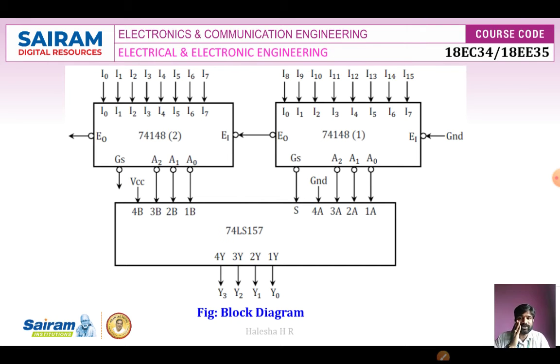Okay, the outputs of the priority encoder, for the left one, are connected to the A source input of the multiplexer, and the right one's outputs are connected to the B source of the multiplexer. Okay, and the output of the multiplexer gives the outputs of the 16:4 priority encoder. This is how we connect two 8:3 priority encoders, along with the quad 2:1 multiplexer, to construct a 16:4 priority encoder.